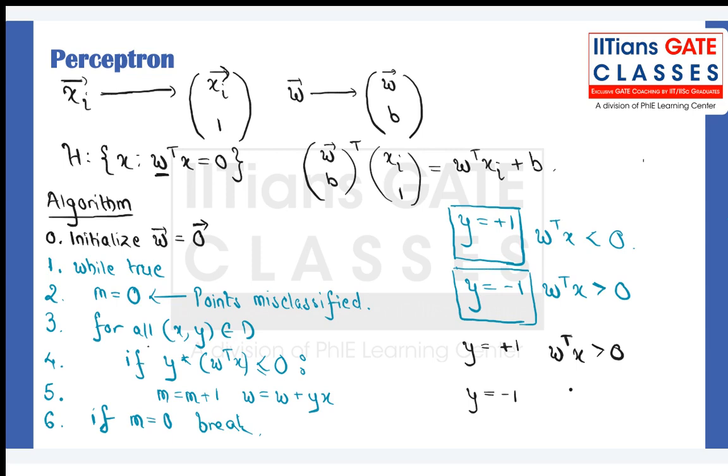But let's say you have a positive class, and your W transpose X is less than 0, which is negative. So positive times negative is negative. Or if your W transpose X is greater than 0, which is positive, but your true label is minus 1, which is negative, then negative multiplied by positive is also negative. So then you can claim that your point is misclassified, and with that, you update the weight vector.